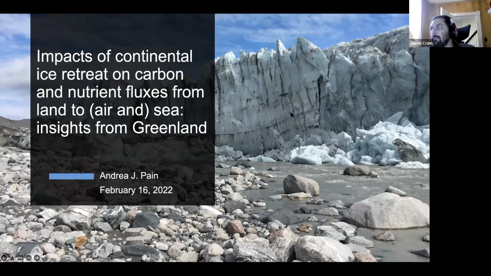Just looks great. Right, so today I'm going to be talking about some of the work I've been doing over the past few years, looking at the impacts of continental ice retreat on carbon and nutrient fluxes from land to air and sea. You'll notice I stuck "air" in there from the previous title that I sent out, because I will be talking a little bit about greenhouse gas dynamics. And I'm going to be looking at continental ice retreat through the lens of what's going on in Greenland.